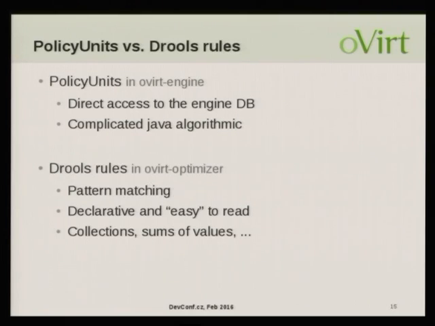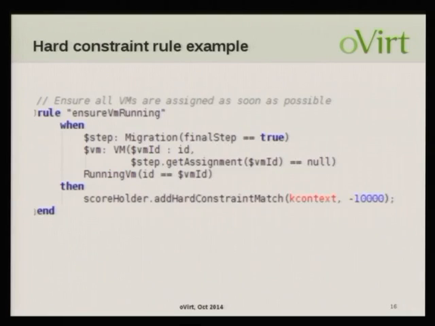But it's using pattern matching, it's declarative, and it's pretty easy to read, although I'll show you a complicated rule that might not look like that to you. But it's not hard to read. You can use collection sum of values, but you are not doing any algorithmics. You are not writing your for loops and doing some multiplications. It's working a bit differently. So the exact match is not achievable right now, but we are getting closer. So this is how a simple rule looks.